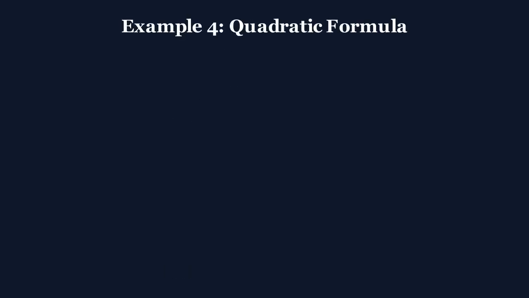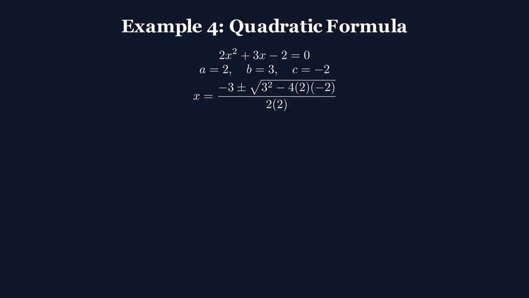Example 4. Solve 2x squared plus 3x minus 2 equals 0 using the quadratic formula. Here a is 2, b is 3, and c is negative 2. Substitute into the formula. The discriminant is 3 squared minus 4 times 2 times negative 2, which is 25. So x equals negative 3 plus or minus 5 over 4. The solutions are 1/2 and negative 2.